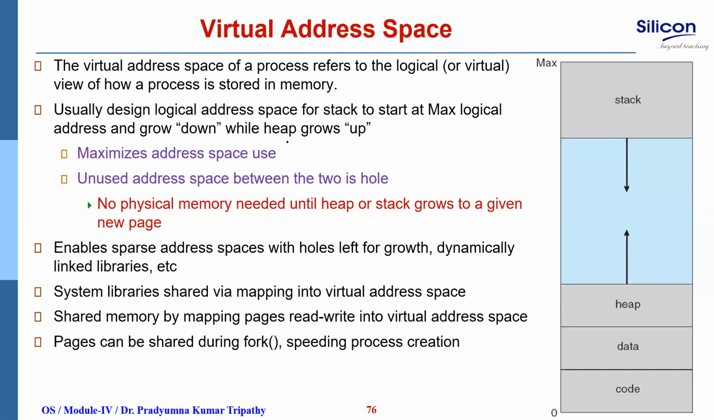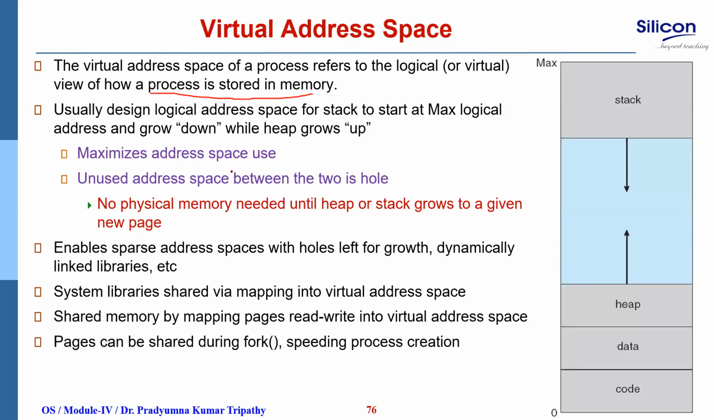So the virtual address space of a process refers to the logical view of how a process is stored in memory. Virtual address space means the processor can now generate an address beyond the main memory size. It is now not restricted to the physical memory. If you are using virtual memory, then the processor can generate addresses beyond the main memory size.